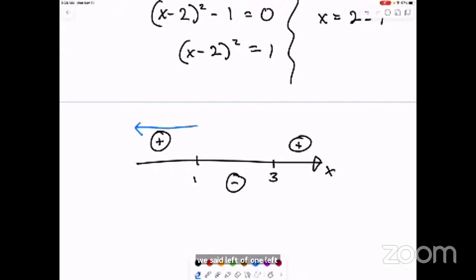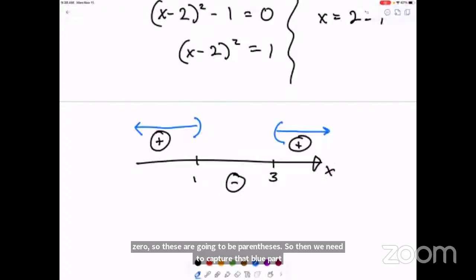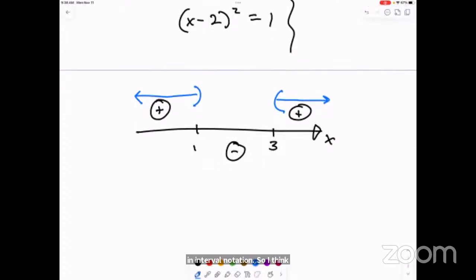If we want strictly greater than 0, these are going to be parentheses. Then we need to capture that blue part in interval notation. If you can understand the concept of how to do this graph in black and blue that we have, that's the hardest part for interval notation. From there, we just translate it into interval notation from the graph.